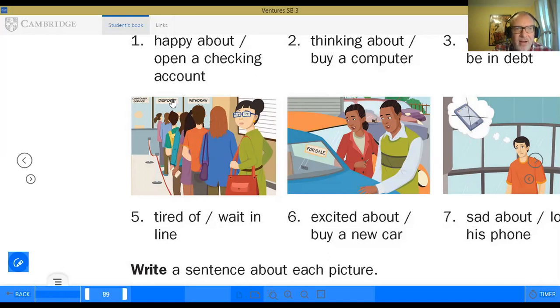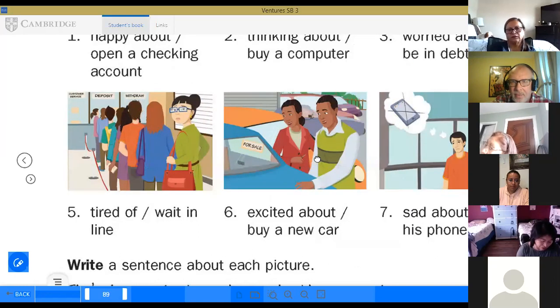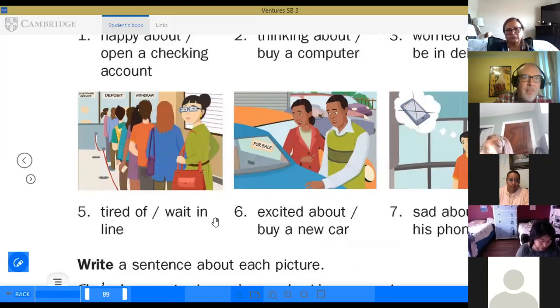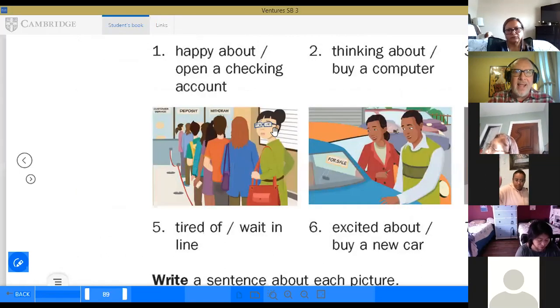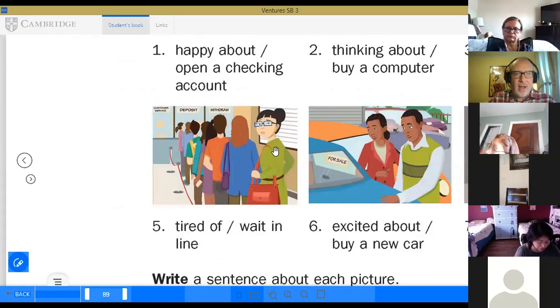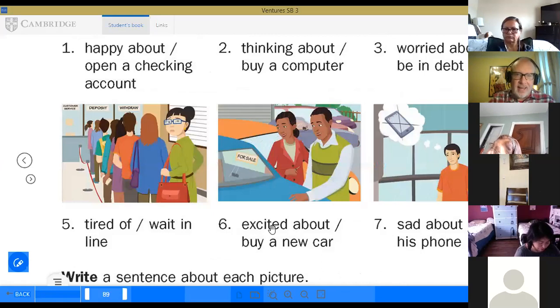Okay, good. Who else can I ask here? How about Maria Gasca, number 6? What is this couple excited about? They're excited about buying a new car. Right. Now remember, all of these words, tired, excited, sad, are adjectives. So we have to say is and are, right? So for example, this lady is tired of waiting in line. These two people are excited about buying a car, right? We need the am, is, are, because these are adjectives.